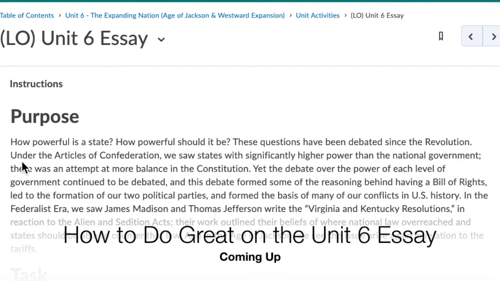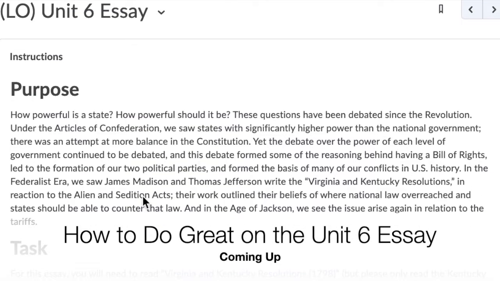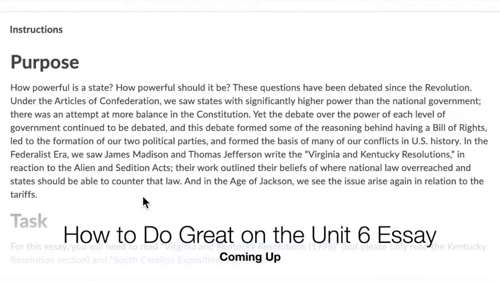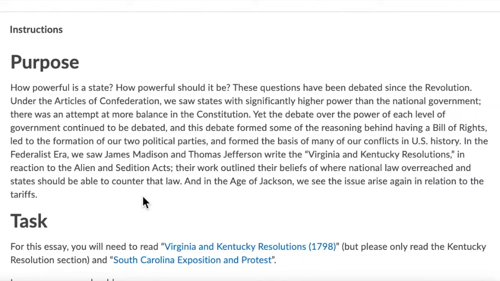I want to go over the Unit 6 essay and give you some tips on how to do well on it. Now, this essay is like all the others in the sense that you have to follow the instructions to a T. In other words, precisely. You don't have to do anything that you're not asked to do, so don't put extra work on yourself. But you do have to be mindful of what you are required to do, and any of those things that you don't do will affect your grade.